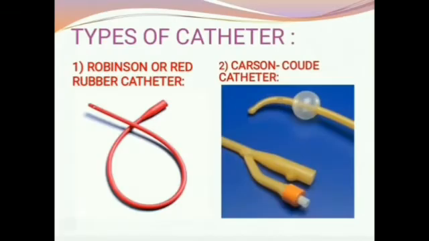Types of catheter. First, Robinson or red rubber catheter. It is a straight catheter with a single lumen tube with a small opening at the insertion tip, immediately removed after draining the bladder. Second, Coude catheter. It is a double lumen catheter, less rigid than other straight catheters. It has a tapered curved tip used for males with prostatic hypertrophy.